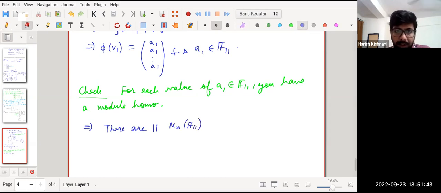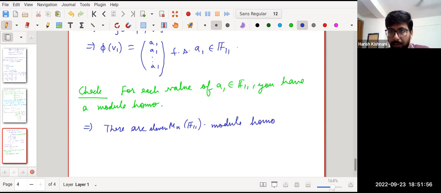This 11 should be written as this, but otherwise you will have confusion. 11 MNF1 module homomorphisms from V to V. Okay, so this question itself has taken the entire time.